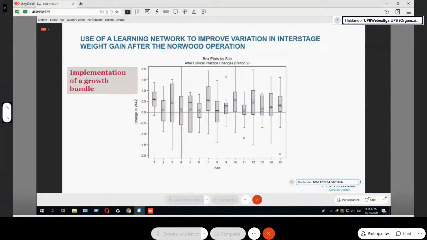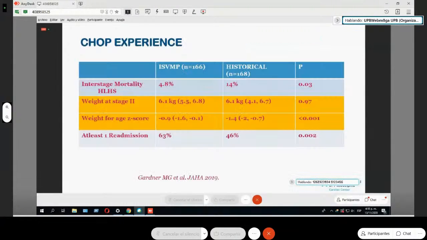Ahora, con el uso de esta red de aprendizaje, los centros a los que no les iba tan bien antes de la implementación, según se demostró, ahora tienen una ganancia de peso más robusta en el periodo interestadio. Esto muestra la implementación de este grupo de colaboración, y esto va a mejorar los resultados para nuestros bebés.